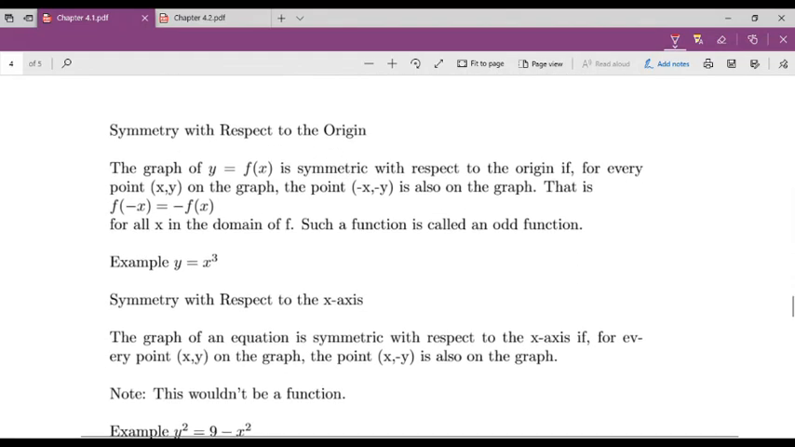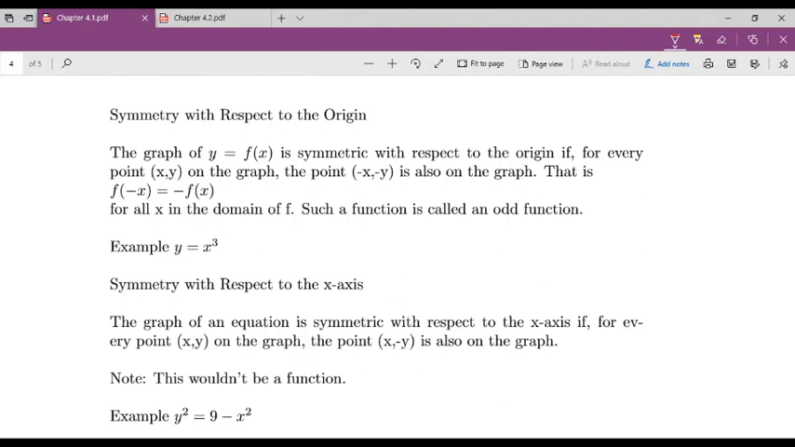Now let's look at symmetry with respect to the origin. The graph of y equals f of x is symmetric with respect to the origin if for every point (x, y) on the graph, the point (negative x, negative y) is also on the graph. That is, f of negative x equals negative f of x for all x in the domain of f. Such a function is called an odd function.